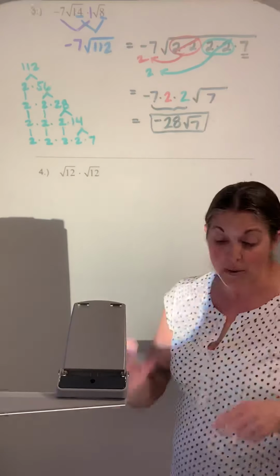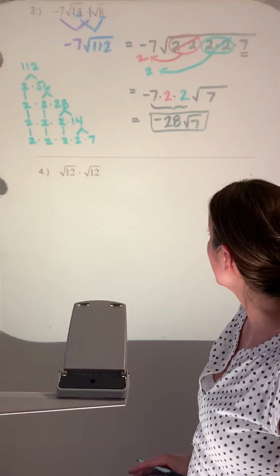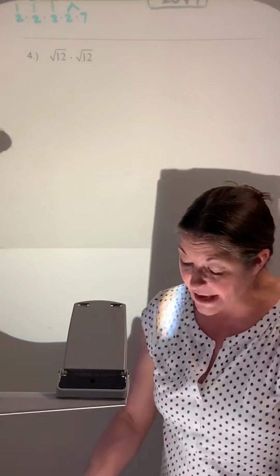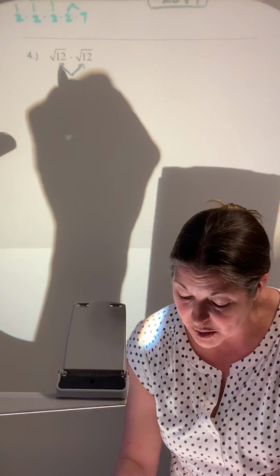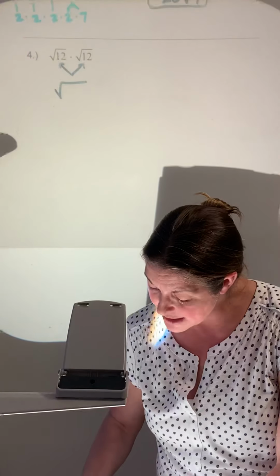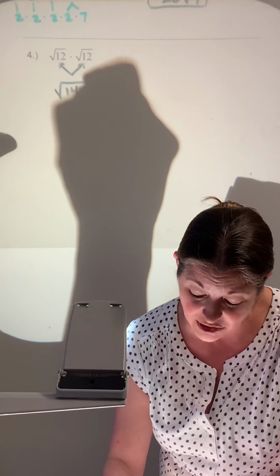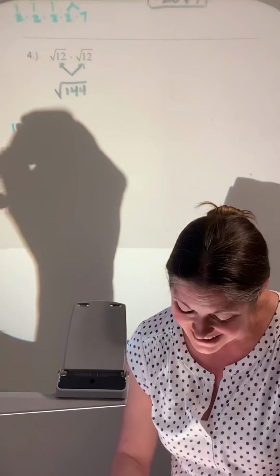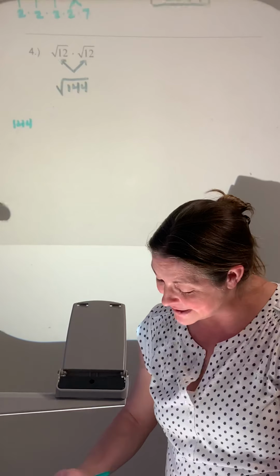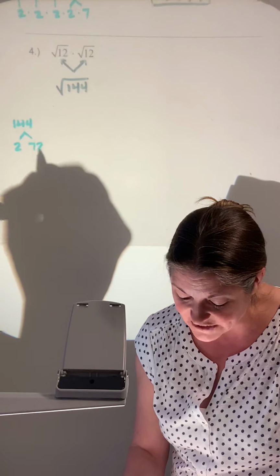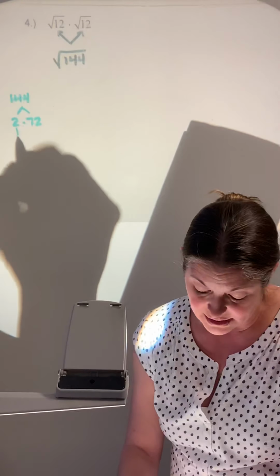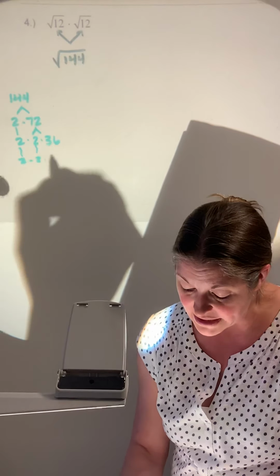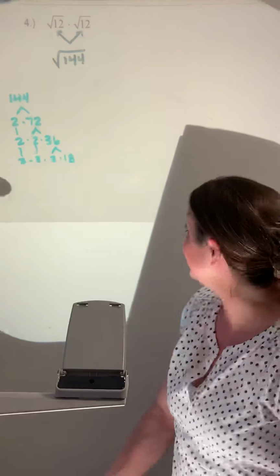And we're just going to show you guys one more example. This time we've got the square root of 12 times the square root of 12. No numbers out in front, so we're just going to go ahead and right away multiply what's underneath. 12 times 12 is going to give us 144. You may notice something about that number. I'm going to pretend you don't. All right, 144. All right, divide by 2. We get 2 and 72. Break up the 72. That's 2 and 36. Break up the 36. That's 2 and 18.